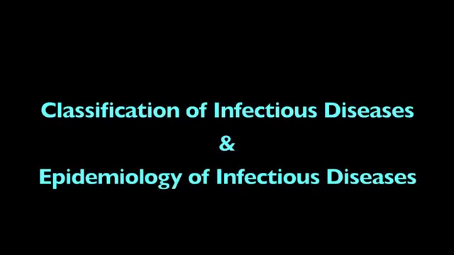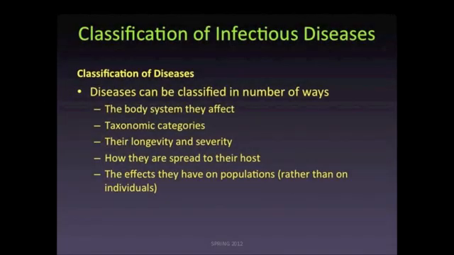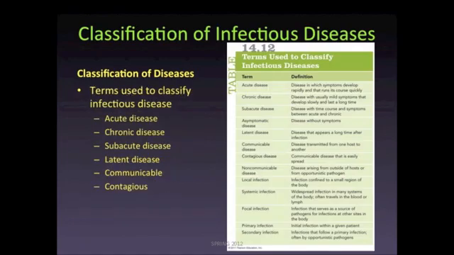In this video, we will discuss various classification schemes of infectious diseases and explore some basic concepts in epidemiology. Infectious diseases can be classified in a number of ways, including the body system they affect, by taxonomic categories, the longevity and severity of the disease, the manner in which they are transmitted, and their effects on populations. In this section, we will focus on the terms presented in Table 14.12 that are used to classify infectious diseases.